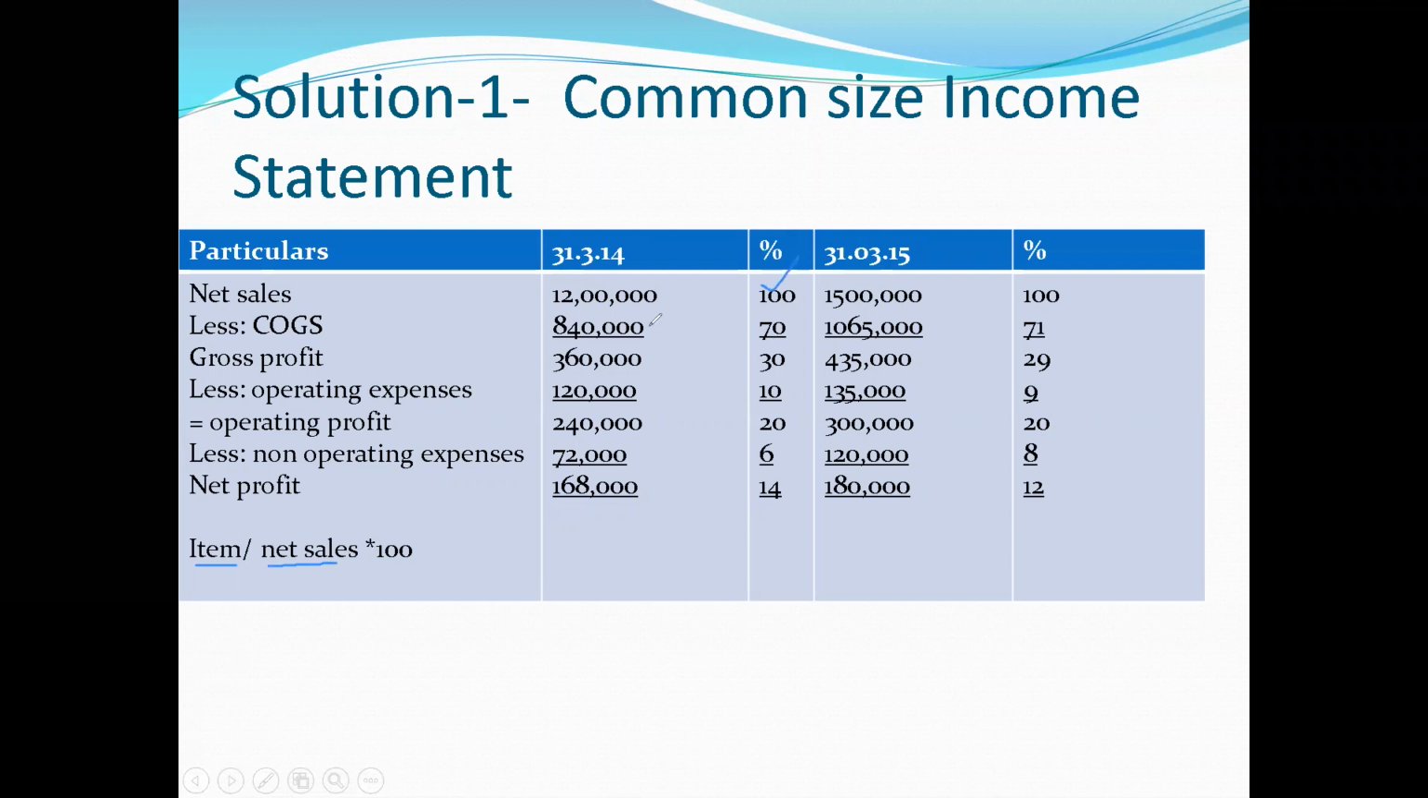So cost of goods sold can be calculated as 8,40,000 upon 12 lakh into 100, which gives 70%, and 72,000 upon 12 lakh into 100 would be 6%. Same is the case for 2015. Here net sales is 15 lakh. For gross profit we can calculate 4,35,000 upon 15 lakh into 100, which is 29%. For operating profit, 3 lakh upon 15 lakh into 100 would be 20%. Likewise, the percentage of each and every item can be calculated.